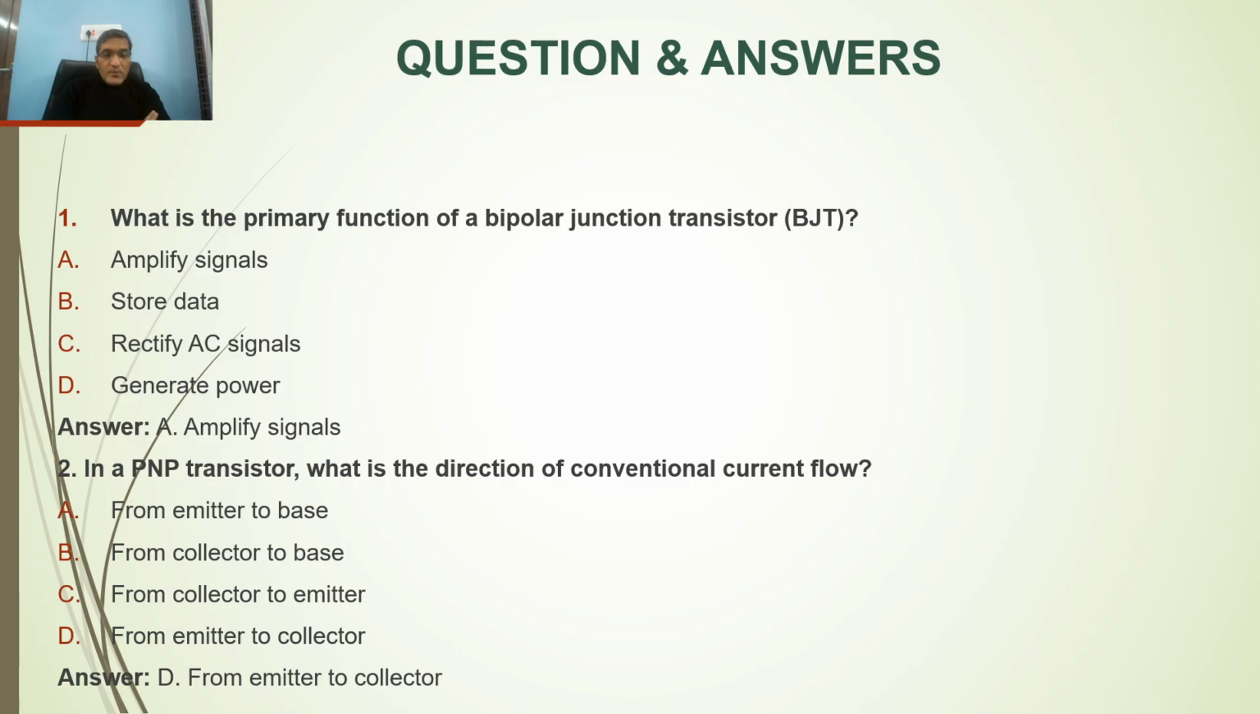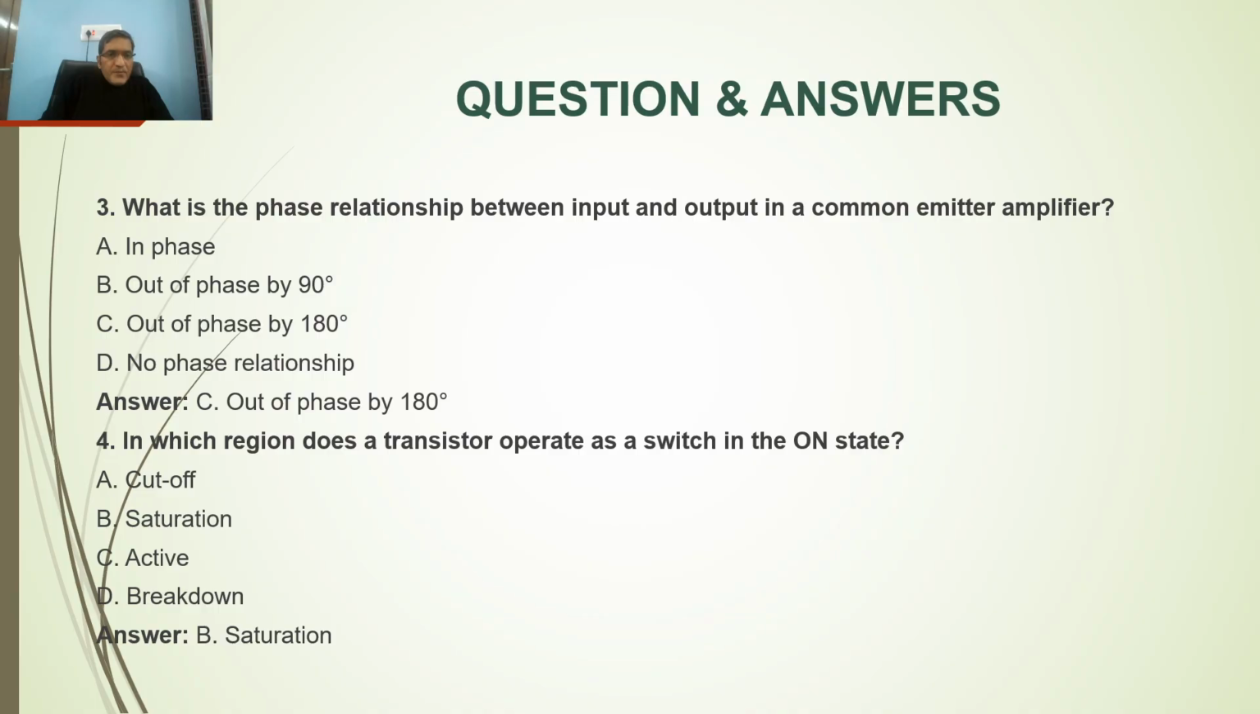As you see all the options here in the question, just read them one by one, first check, and then give the answer. Here I directly give the answer for simplicity. The next one is, what is the phase relationship between input and output in a common emitter amplifier? It is out of phase by 180 degrees. And the last one is, in which region does a transistor operate as a switch in the on state? As you see, in the saturation region we have an on state, in the cutoff region we have an off state, and in the active region we have an amplifying state. These are the three parts.